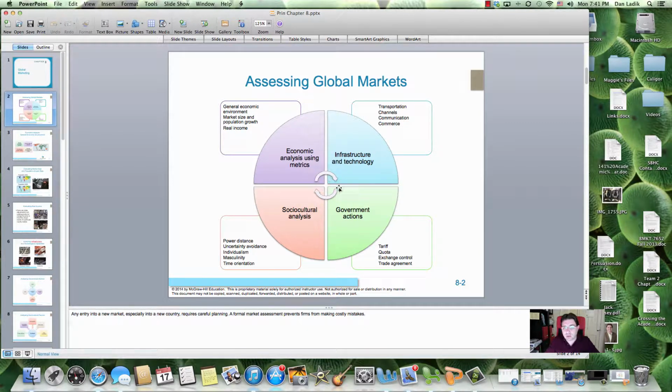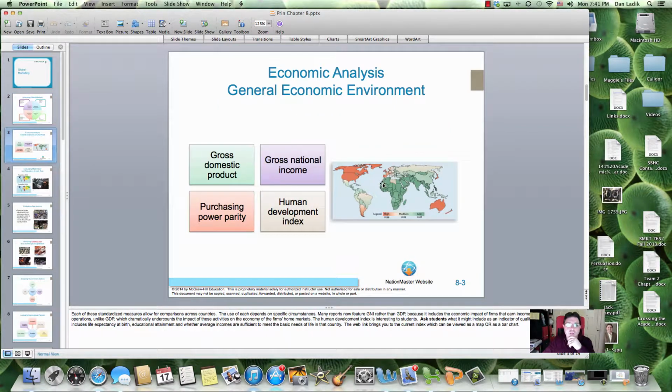And notice there's little arrows here. What they're trying to say is that these are all interrelated. Even though we're going to look at them in isolation, they're not really in isolation. Technology, they're all together. So let's start off with economic analysis.